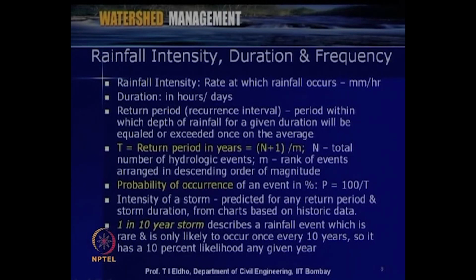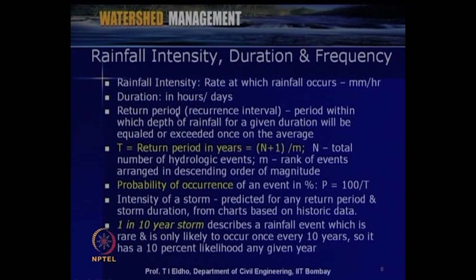Now, some of the important terms as far as rainfall or precipitation is concerned. The first one is the rainfall intensity, the second one is the duration, and the third one is the frequency. Rainfall intensity, as I mentioned, is the rate at which rainfall occurs, generally in millimeters per hour. Duration is generally prescribed in terms of number of hours or number of days. Another important term in hydrology is the so-called return period or recurrence interval. This shows the period within which the depth of rainfall for a given duration will be equaled or exceeded once on average.